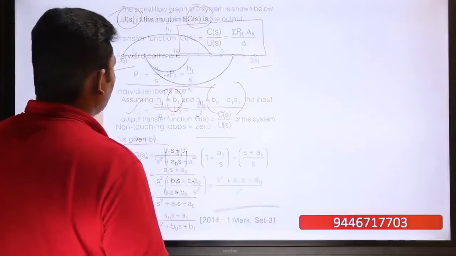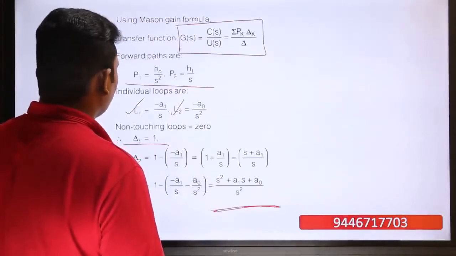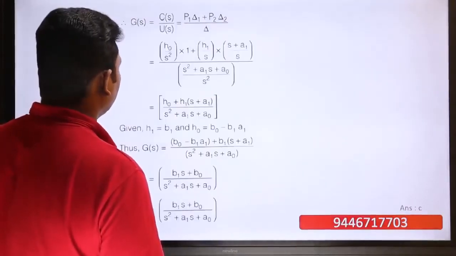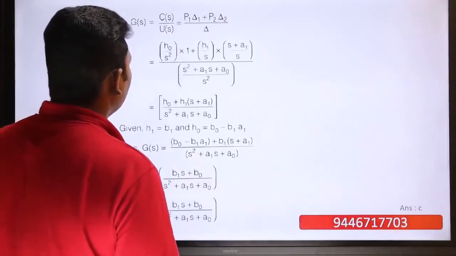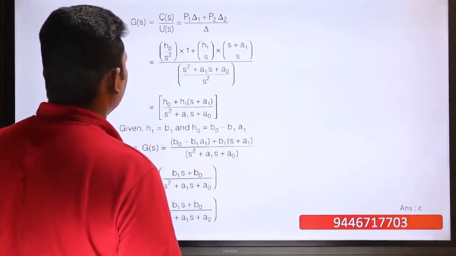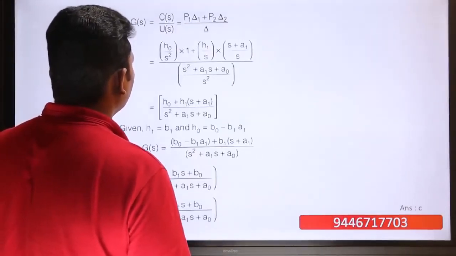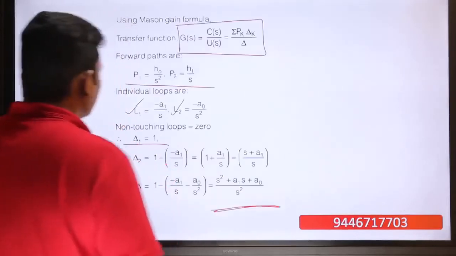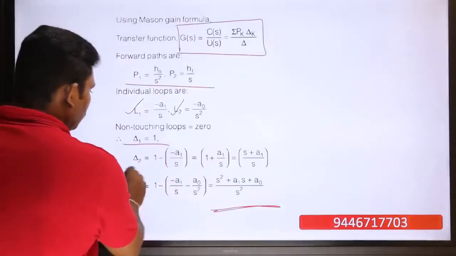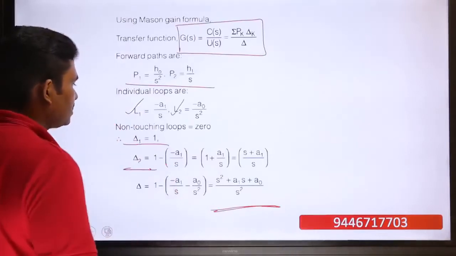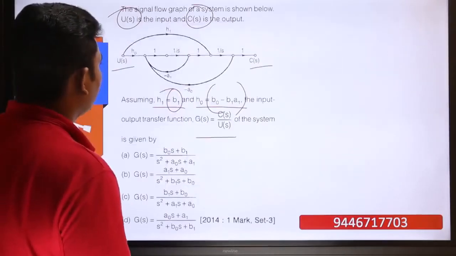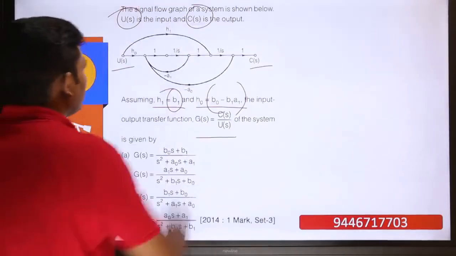Okay, so we have obtained the values of delta 1 and delta. So you will be able to substitute the values of P1, P2, delta 1, delta and delta 2. So what is delta 2? Delta 2 is 1 minus A1 divided by S.